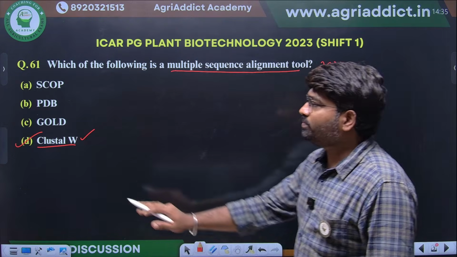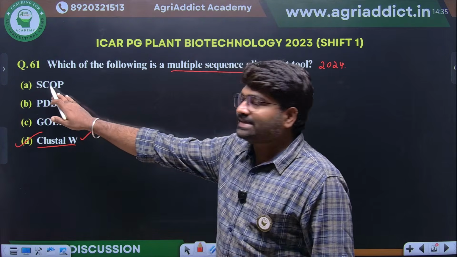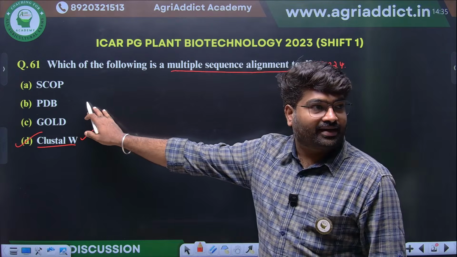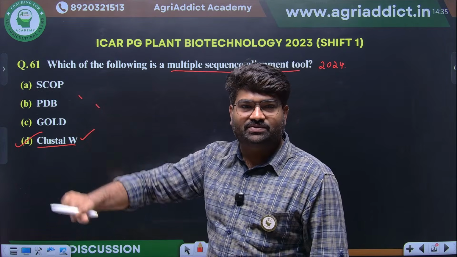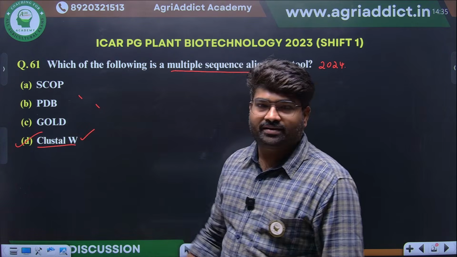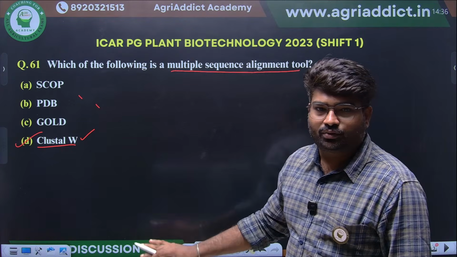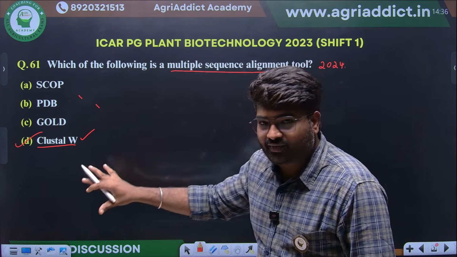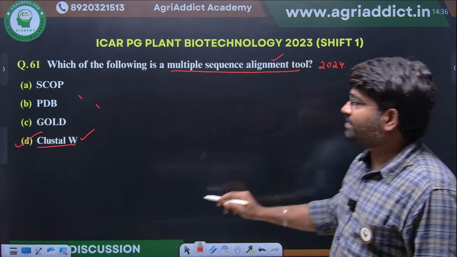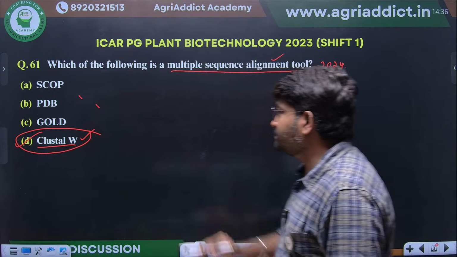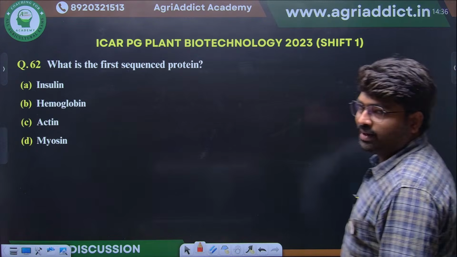SCOP means structural classification of proteins. This is the Protein Data Bank. These are some other different tools. So the tool specifically used for multiple sequence alignment is ClustalW. This is one of the repeated questions from bioinformatics tools.